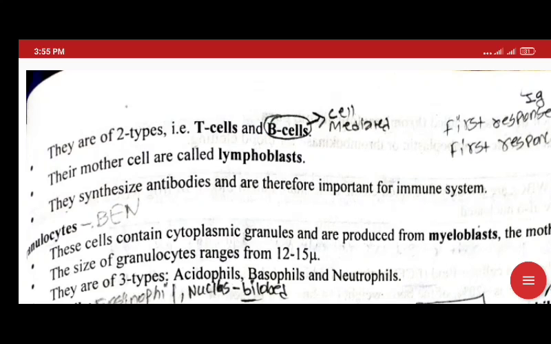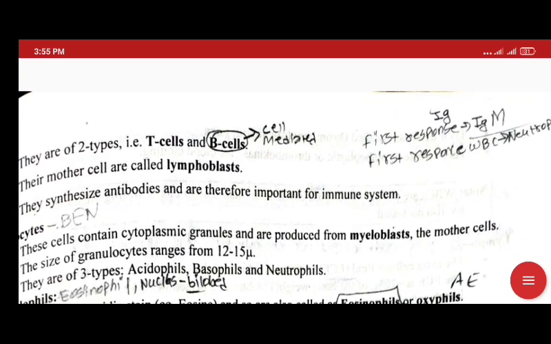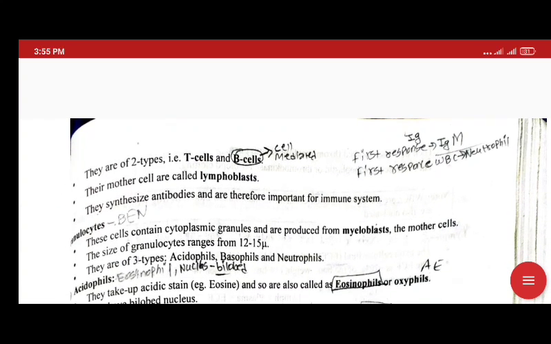Now the first response is IgM. Ig stands for immunoglobulin. And the first response WBC is the neutrophil. Neutrophils come under granulocytes. Now let's discuss granulocytes.